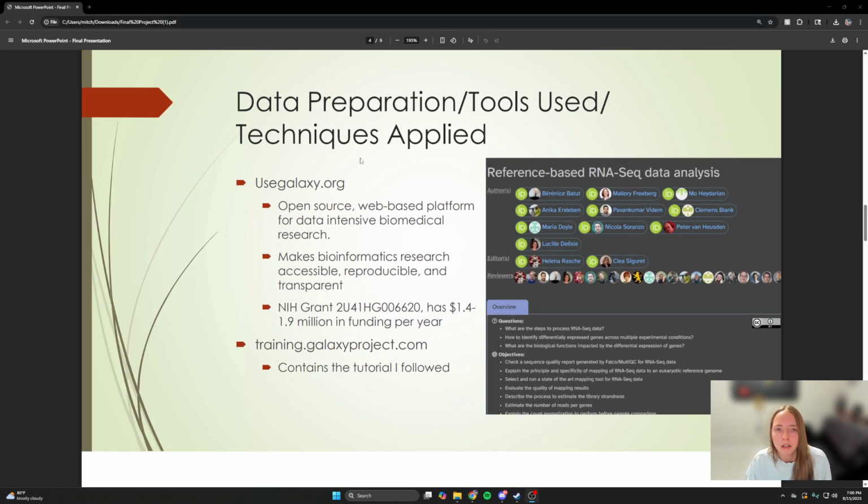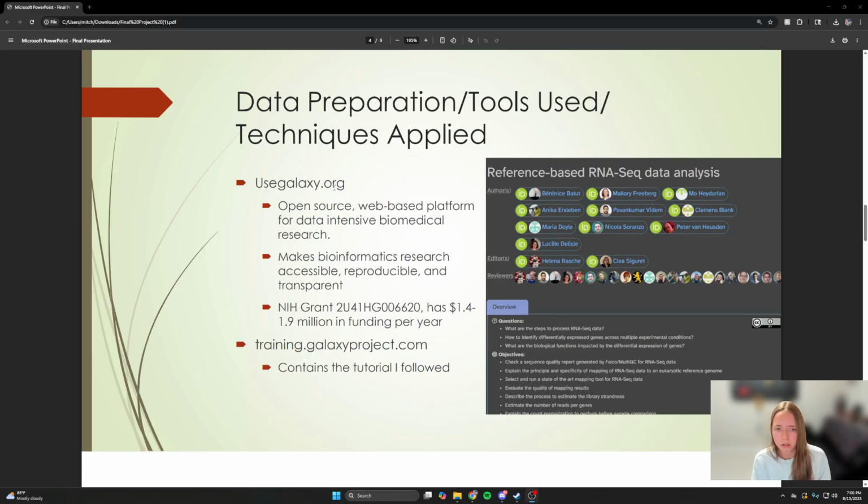Some of the other tools used, my main one was called usegalaxy.org, and it's an open source web-based platform for biomedical research. They just want to try and make this research more accessible, reproducible, and transparent. I actually hadn't heard of this website before, but they have a huge grant. Every year they're getting between $1 and $2 million of funding to continue doing this. They have tons of researchers who help write tutorials, help keep the website going, and just try to make it a great resource for all kinds of scientists.